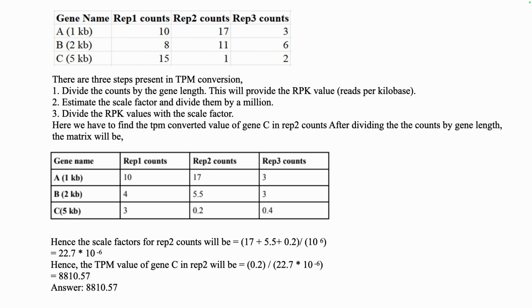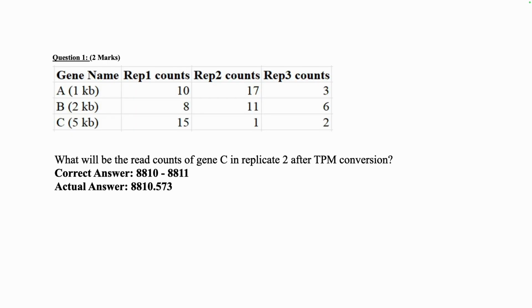So again, this type of conversion or normalizing method is used within the sample. We have one sample, and we have replicates of that sample, and to normalize the read counts, we use this TPM conversion. This is one of the normalization methods. Okay, if there are no doubts, we'll move to our next question.